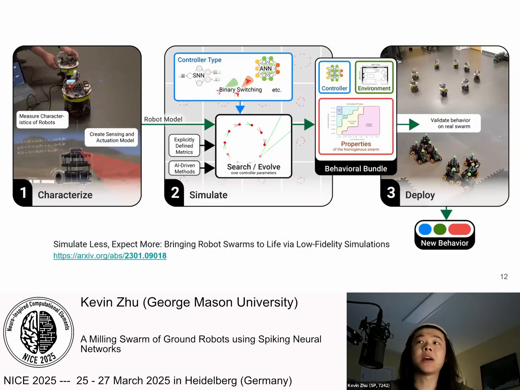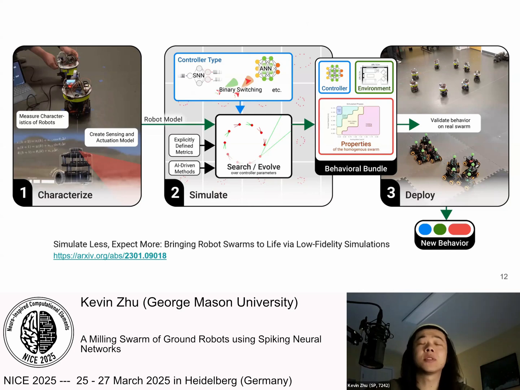We came up with this process for how to use simulations to speed things up and reduce the number of real-world robot deployments on the road to getting a particular behavior. Using simulations allows us to test thousands of possible controllers in the time it would take to run one or two experiments on the physical robot swarm. But now we have a new problem.